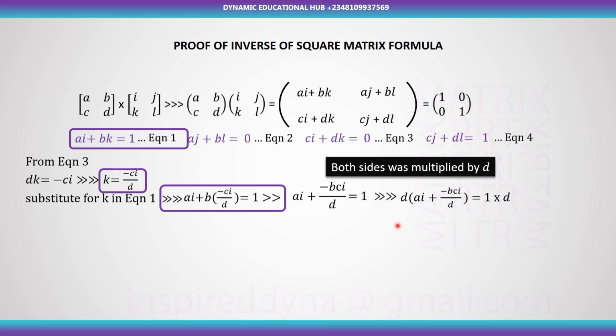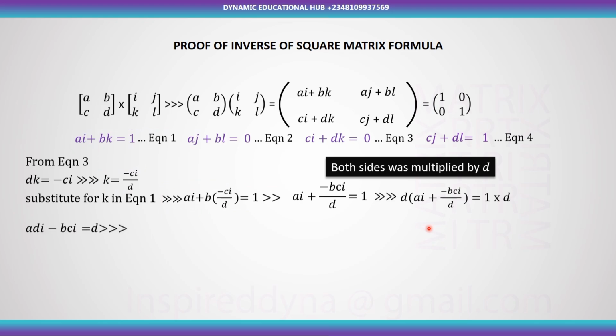In order to get rid of this denominator, we can multiply both sides. From the concept of equations, whatever you do to the right hand side, you do to the left hand side. So we want to multiply both sides by D to get rid of this D. So let's expand that. When you multiply D by this, you get ADI minus, and when you multiply D with this, don't forget this plus and minus, that is why we have minus. We cancel D here, so you are left with minus BCI. 1 multiplied by D is equal to D.